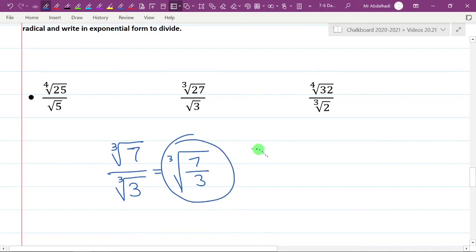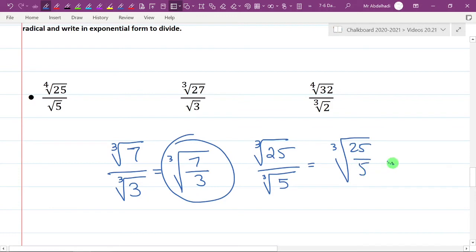There you go. Or in the case of the cube root, let's say the cube root of 25 over the cube root of 5. This becomes the cube root of 25 over 5, and then you can simplify the 25 over 5. What is 25 over 5? It's 5. And there you go. There's your answer. So as long as they're the same root, you can multiply and you can divide and combine them in any way you want to.